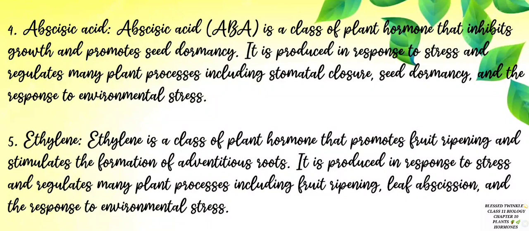Abscisic acid is a class of the plant hormone that inhibits growth and promotes seed dormancy. It is produced in response to stress, I would say environmental conditions, and regulates many plant processes including stomata closure, seed dormancy, regulating seed growth, and response to environmental stress.